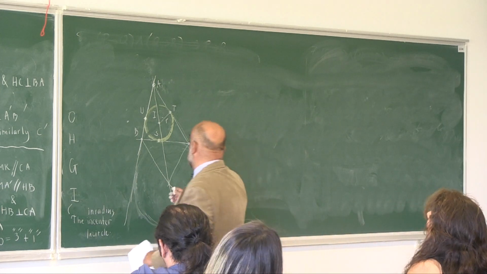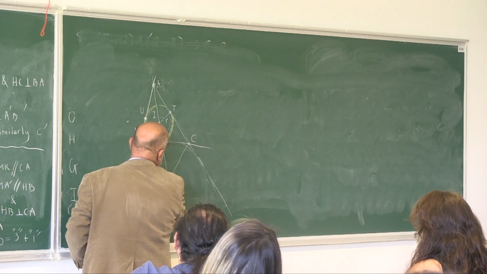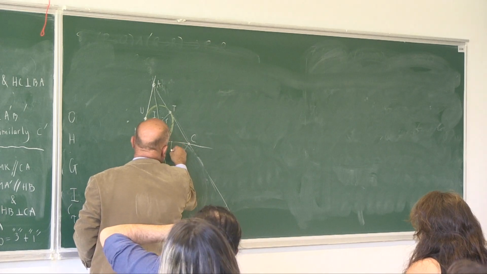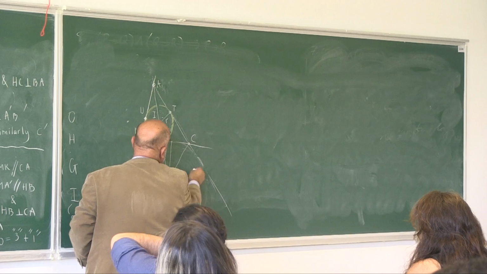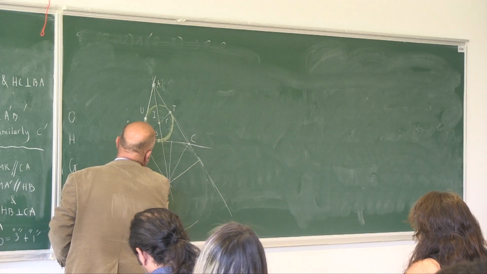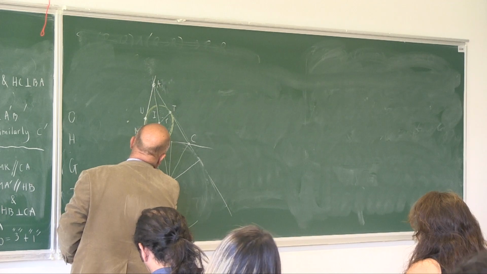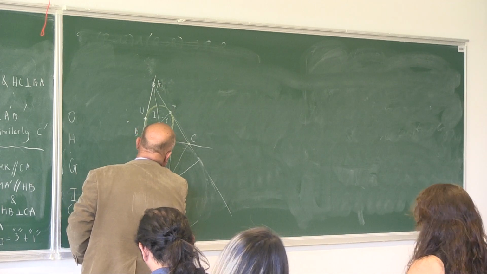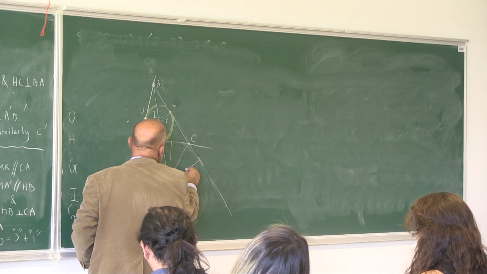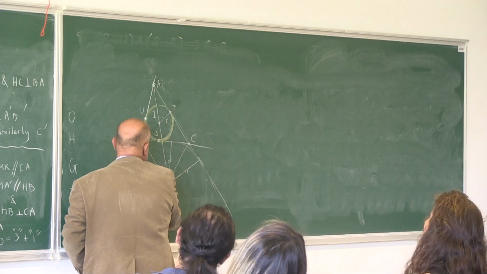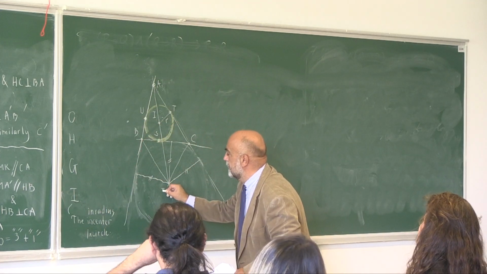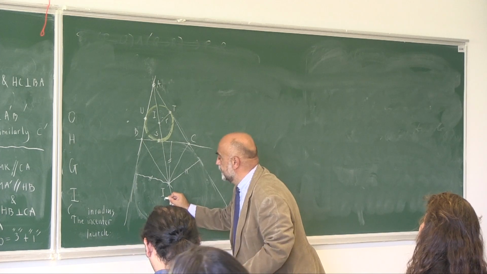So if you draw a perpendicular from this point onto the three sides, like this, and like this, and like this, if you draw these three perpendiculars, you will get three equal lines. So these three lines are in fact equal in length. Let's call this point I sub A.